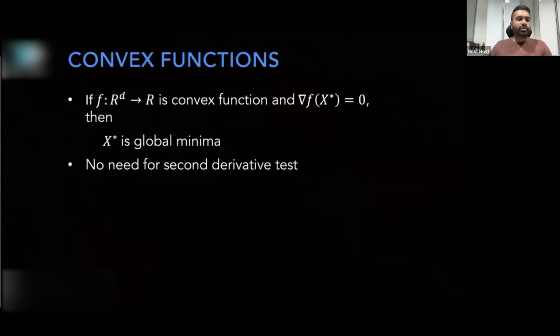The nice thing about convex functions, and why we are worried about it, is that if you compute the gradient and it is zero at a certain point x star, then this x star is a global minimum. You don't need to compute the second derivative; you can directly equate the gradient to zero and compute the global minimum. That's why convex functions are very nice here.